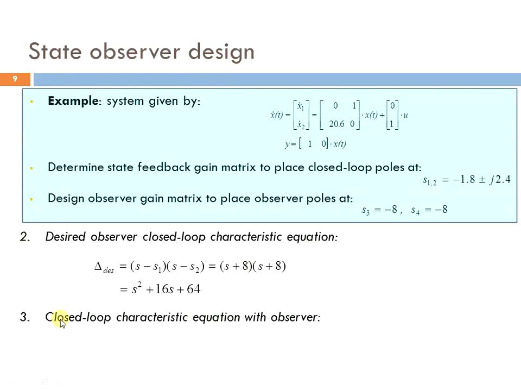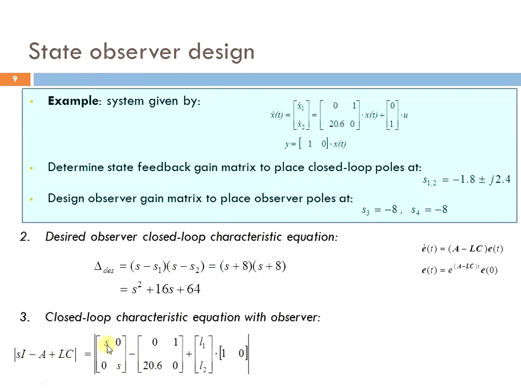The next thing is to determine the closed loop characteristic equation with the observer implemented. Again, we remember our error dynamics are defined by this equation, and so the characteristic equation is based on the matrix A minus L times C. So it takes the form determinant of sI minus A plus L times C. Here sI is a 2 by 2 diagonal matrix with s on the diagonal.